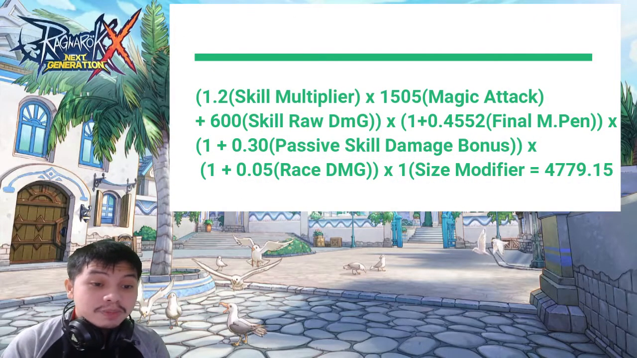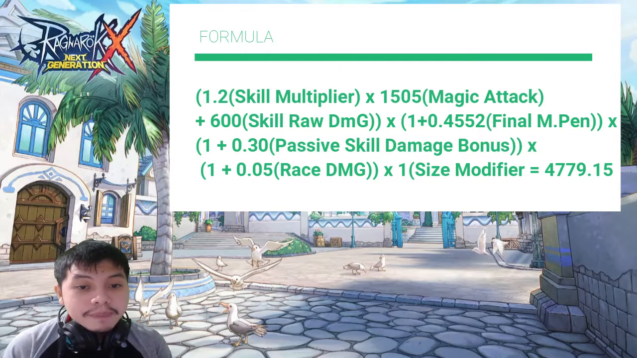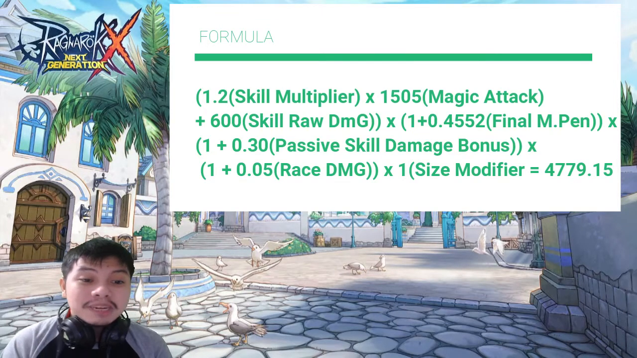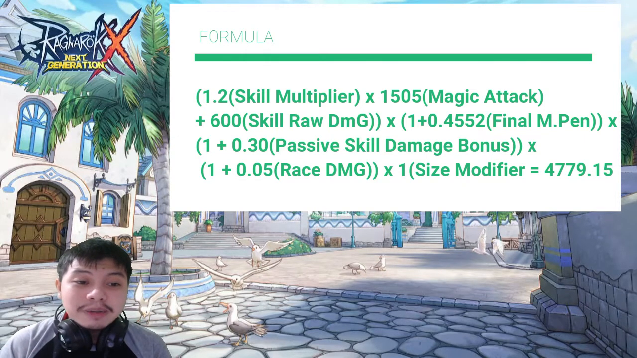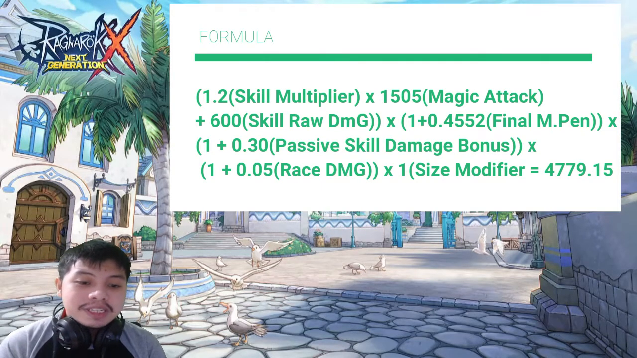1.2 as our skill multiplier, which is 120%, times 1505, which is our magic attack, plus 600, which is our skill raw damage, times 1 plus 0.4552, which is the final magic penetration, times 1 plus 0.30, which is the passive skill damage bonus, times 1 plus 0.05 for the racial damage bonus, and here's our result now. It's going to be 4779.15.